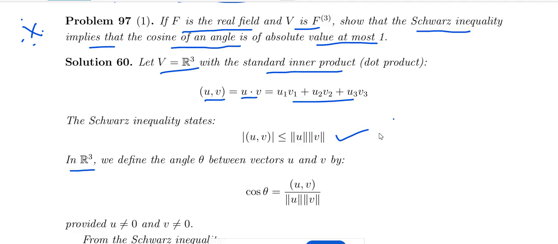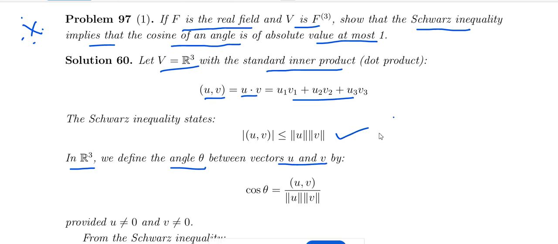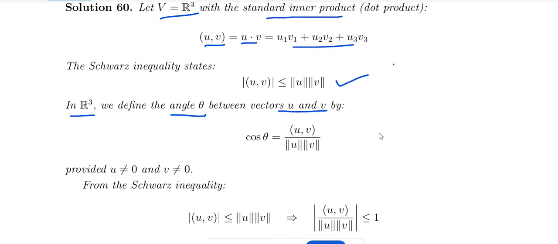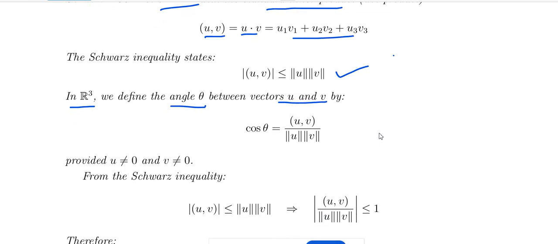In R cube, we define the angle theta between the vectors u and v. How to define theta? That is cos theta equal to u dot v divided by norm u norm v. Here both are non-zero vectors. From Schwarz's inequality we already proved that this lies between -1 and +1. We already saw that. That is the same idea.